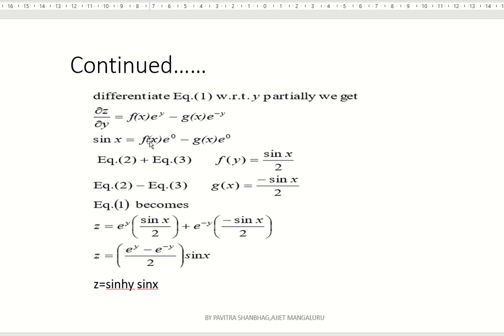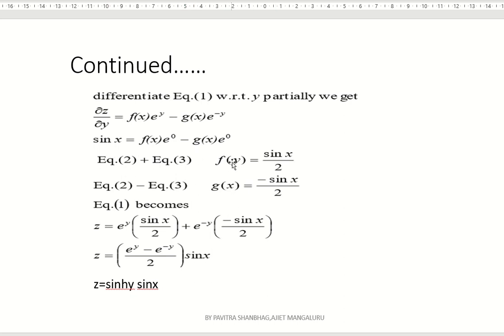Add both, then we will get 2f(x) equal to sin x, right? So f(x) equal to sin x by 2. Now subtract, then we'll get 2g(x) equal to minus sin x. So what is g(x)? Minus sin x by 2.